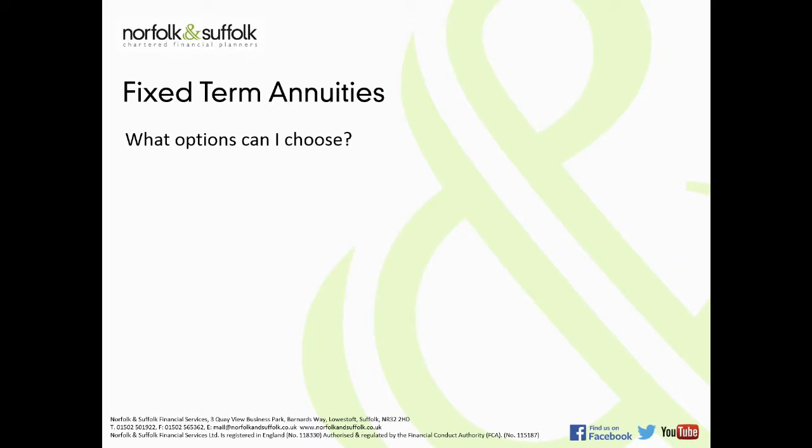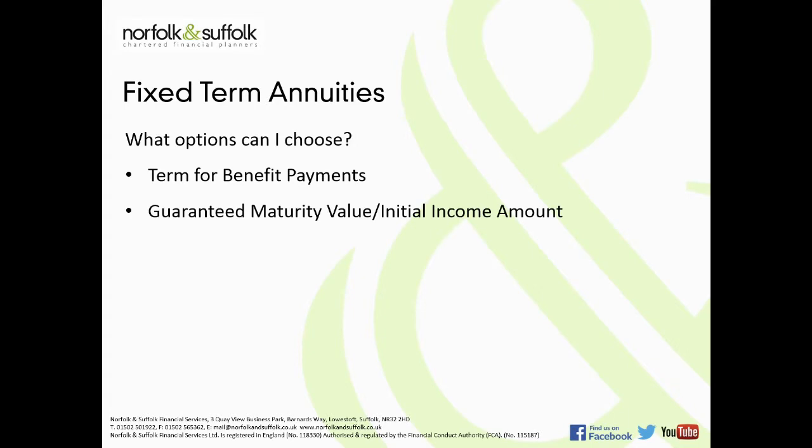When arranging a fixed-term annuity, you will need to decide upon the shape of the annuity and select from the following options. Term for benefit payments. You would initially need to select the term for the annuity payments, with typical options for either 5 or 10 years.